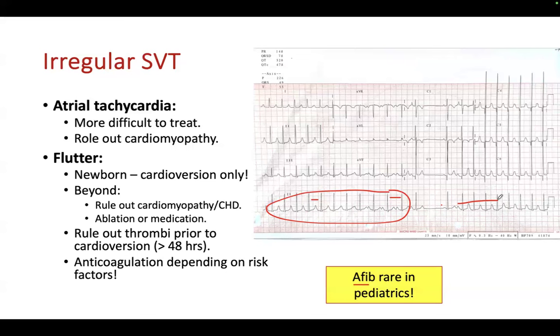Okay. But if the patient presented with flutter that is beyond the neonatal period, then it's very often associated with cardiomyopathy or congenital heart disease. The patient most likely would require long-term medications and preferably need ablation surgery. Obviously, before you cardiovert, you want to make sure there's no thrombi, and then once in a while you need to anticoagulate patients if they have multiple risk factors for thrombi formation.